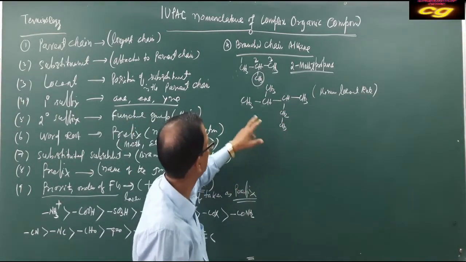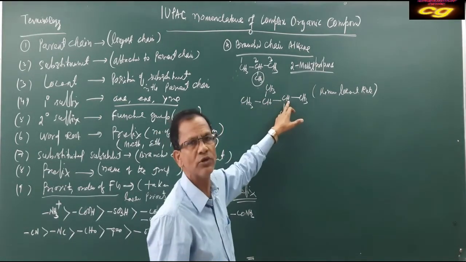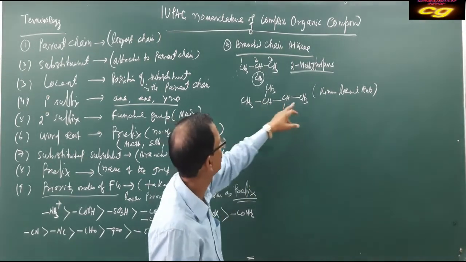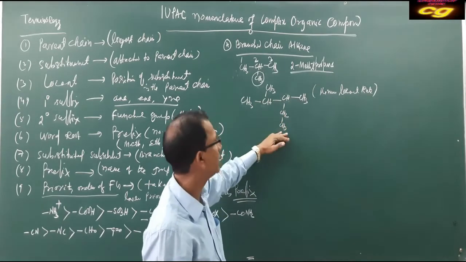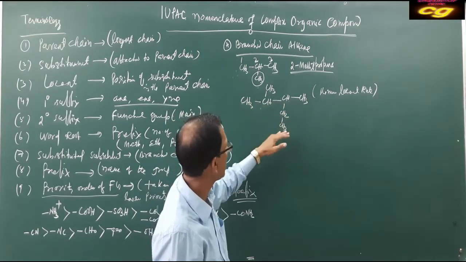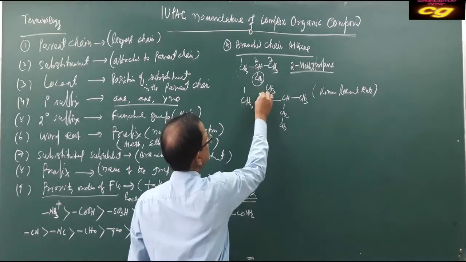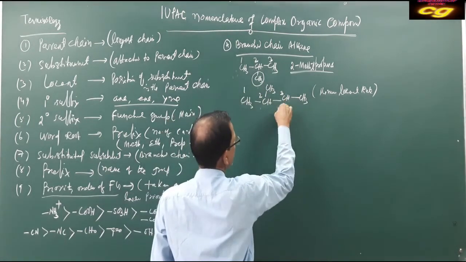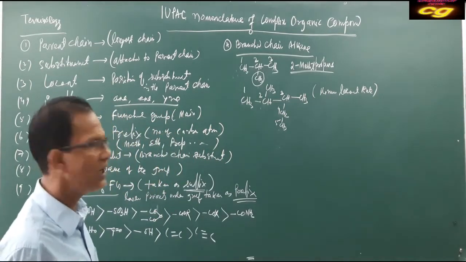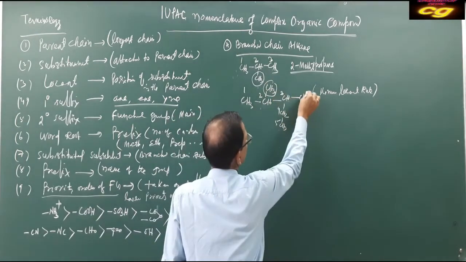If you count this way, 1, 2, 3, 4, 5, then 2 position and 3 position are coming. So 2, 3 from left to right, and from the bottom 1, 2, 3, 4, 3, 4 is coming. From left 2, 3, and from bottom 3, 4. So it is the correct way. 1, 2, 3, 4, 5. So the longest chain is 5, containing 5 carbons, and here the substituent is 1 methyl, and here also 1 methyl.